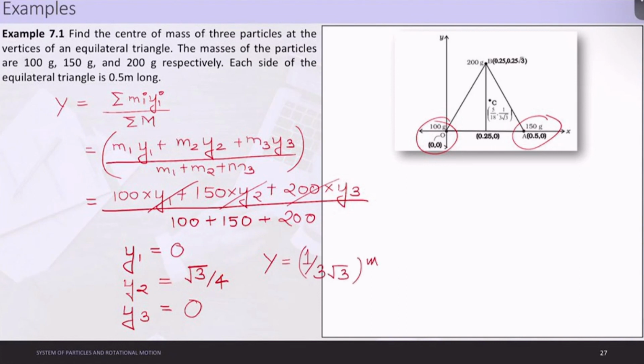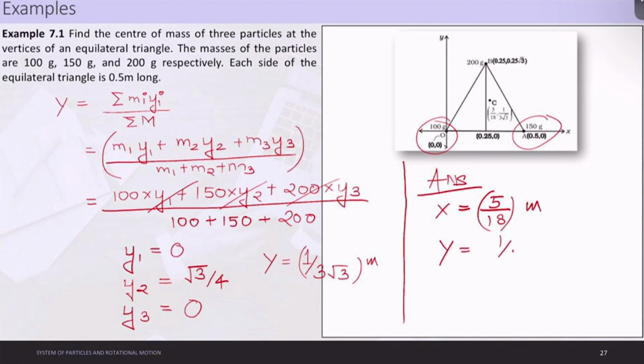So what is the final answer? Final answer is basically that capital X is nothing but equal to 5 by 18 meters and capital Y is nothing but equal to 1 by 3 root 3 meters. That is the final conclusion of this complete question.